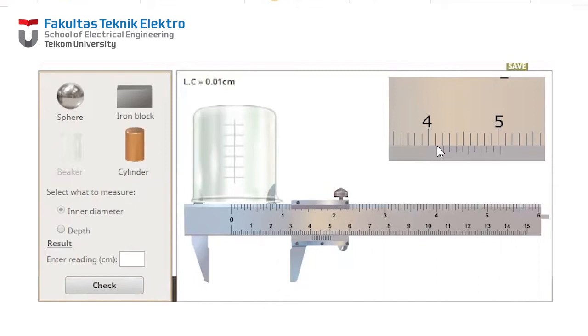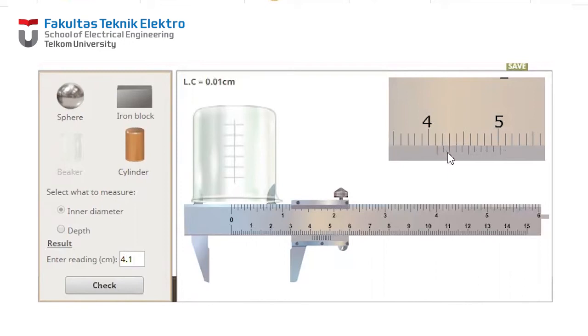So you all have to write down the main scale of the inner diameter is 4.1 centimeter right here. Then after that, we look at the nonius scale again and find out where the nonius scale line is parallel to the main scale line. As we can see here, the most parallel line between the main and the nonius scale is on the number 2, right?